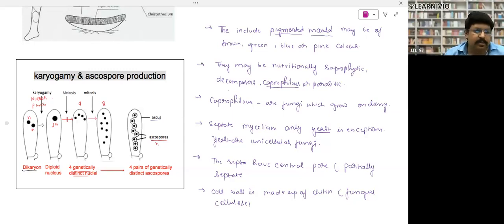After that, in the diploid nucleus, meiosis takes place. First meiosis, right? Formation of 4 haploid cells takes place. Again, the second meiosis takes place. Sometimes second meiosis does not take place. So if second meiosis takes place, there will be a total of 8 ascospores. But sometimes when second meiosis does not take place, there will be only 4 spores, right? This is the ascus. Ascus will have ascospores, right? There are 4 pairs of genetically distinct ascospores.